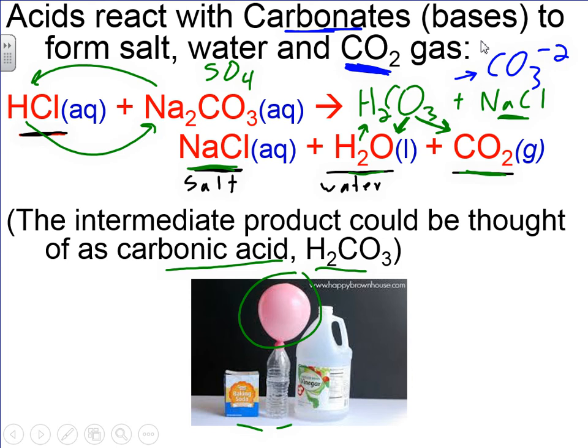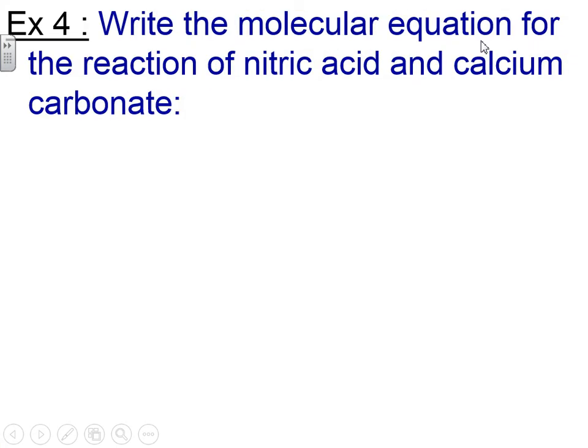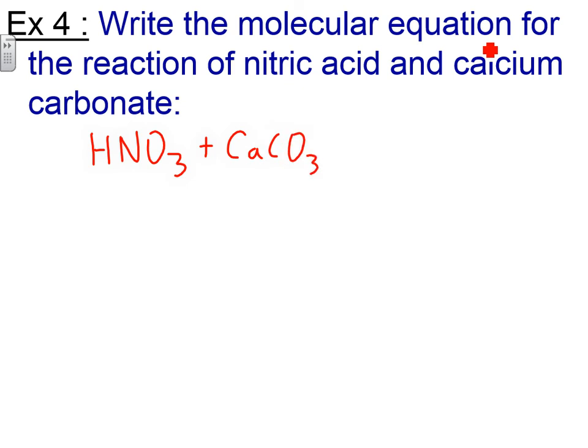Alright, so let's try one reaction. Write the molecular equation for the reaction of nitric acid and calcium carbonate. So again, we have nitric acid, which is HNO3, and then we have calcium carbonate, CaCO3. When we react these two, we technically get salt, water, and carbon dioxide. Now the salt that we'll get has to be the calcium nitrate salt. The salt will be the cation from the base and the anion from the acid. That's where the salt comes from. So we get calcium nitrate.